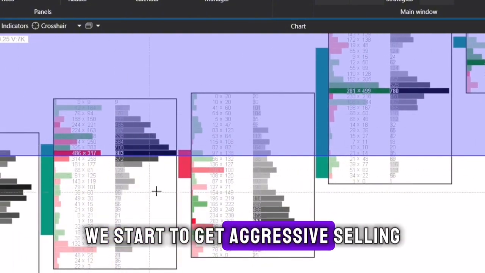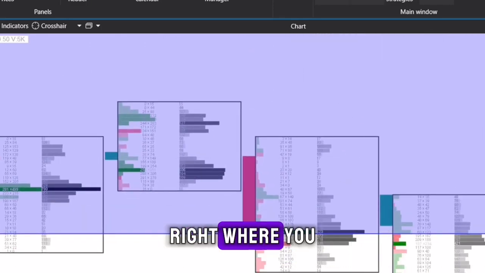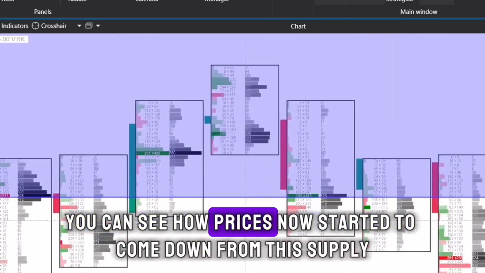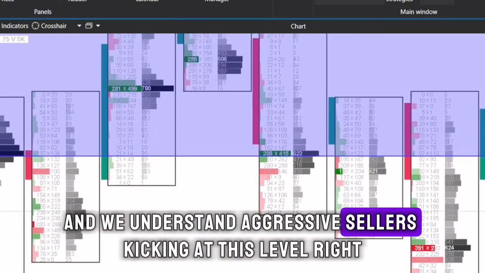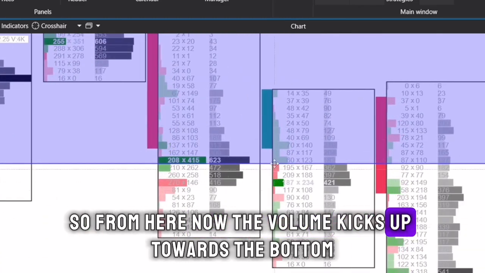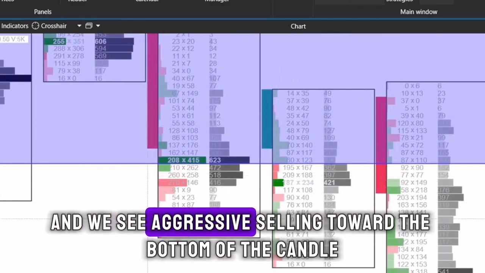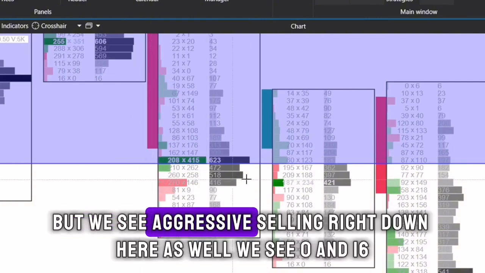We start to get aggressive selling. Now here's where things get very interesting, right? Where you can see how prices now started to come down from this supply, and we understand aggressive sellers kick in at this level, right? So from here now, the volume kicks up towards the bottom and we see aggressive selling towards the bottom of the candle. We do have some aggressive buying, but we see aggressive selling, right?